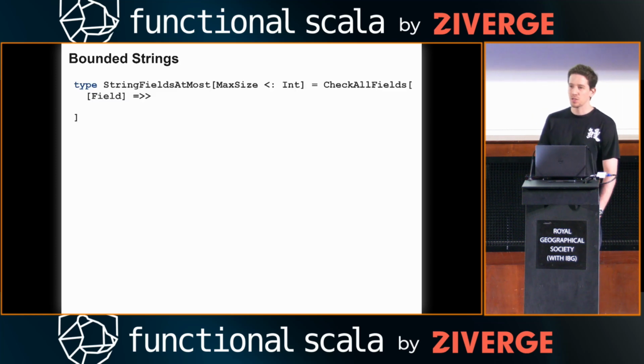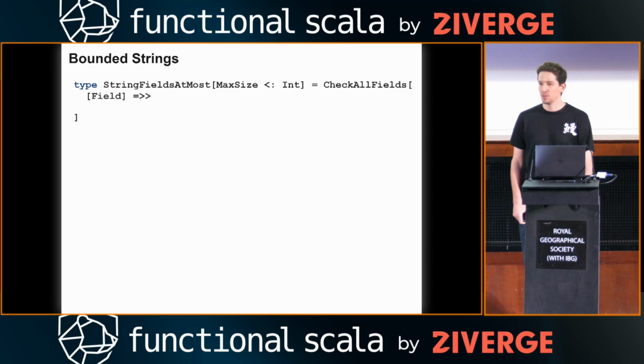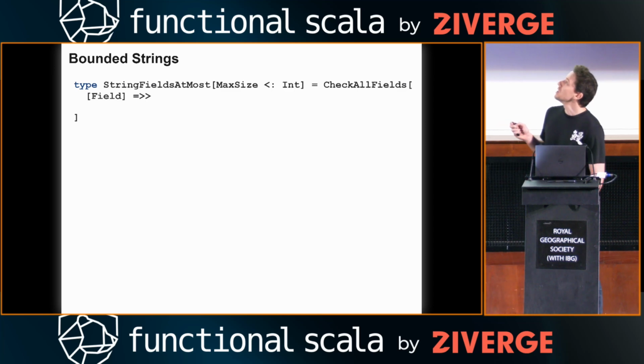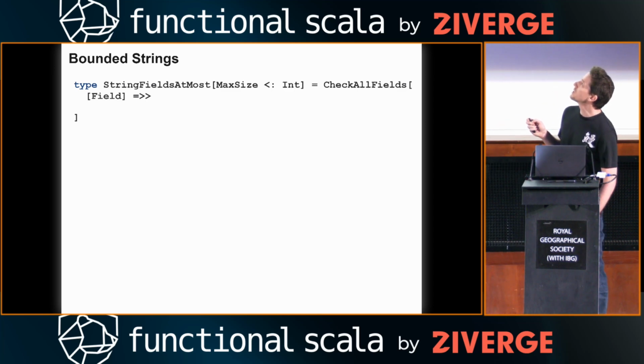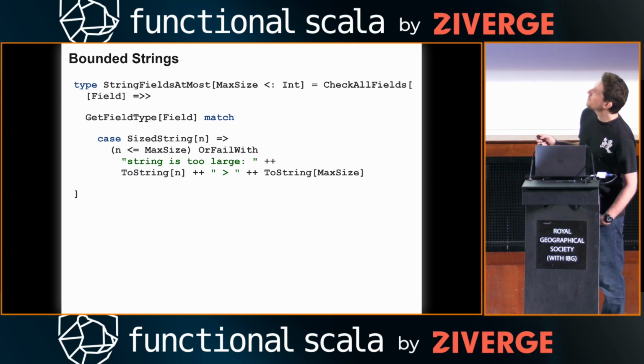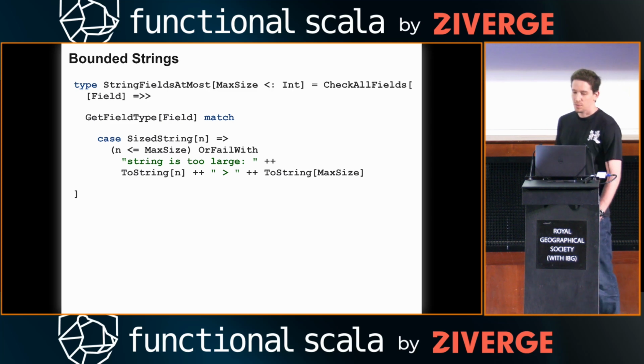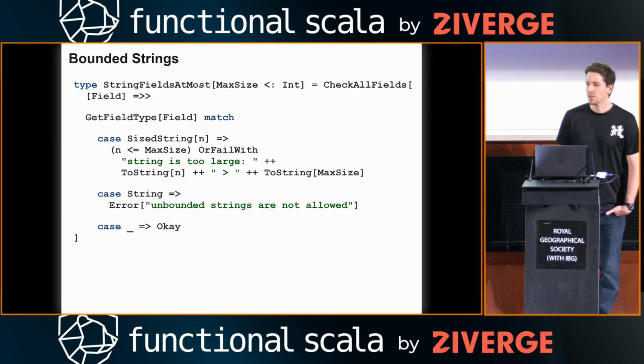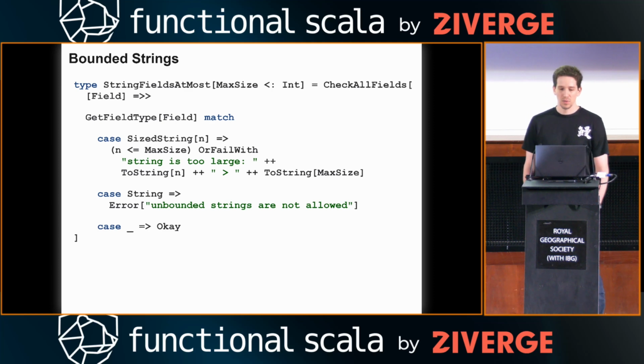So we want to check that all the strings that we have in our case class are bounded up to a certain limit. It's very similar to the check we did before with the class size. So we get a max size input as before, but now we check each field independently. Given a single field, we get the field's type. If it's a size string of n, then we check that size, and if not, we fail appropriately. If it's a raw string, we forbid it completely because we don't want to have any unbounded strings. Otherwise, we say it's okay and move on. So this is this check.